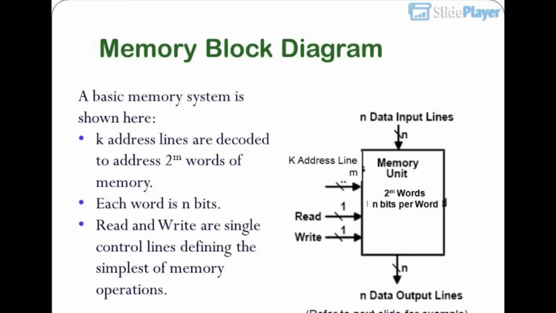Memory block diagram: a basic memory system is shown here. K address lines are decoded to address 2^K words of memory. Each word is n bits. Read and write are single control lines defining the simplest of memory operations. K address lines, 2^K words, n bits per word. Refer to the next slide for an example.